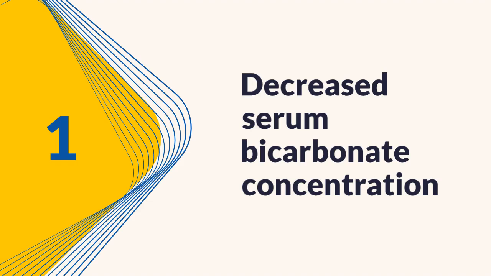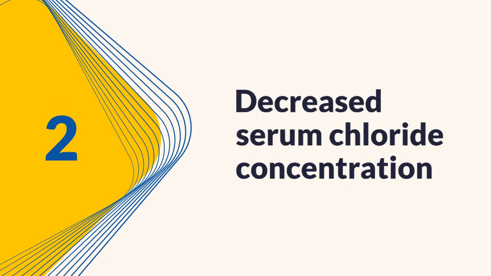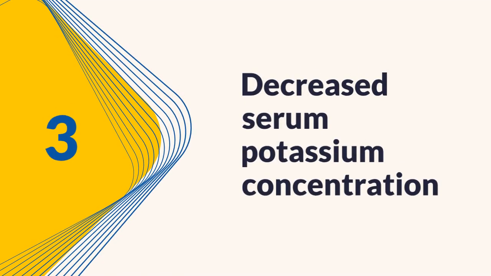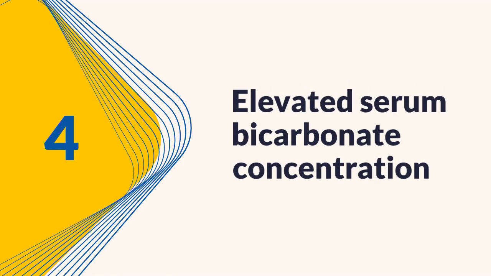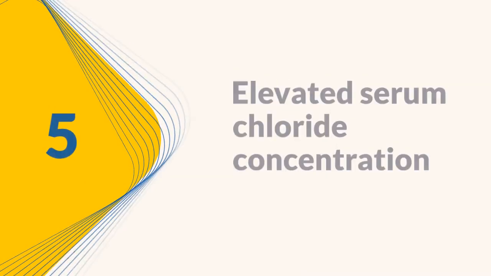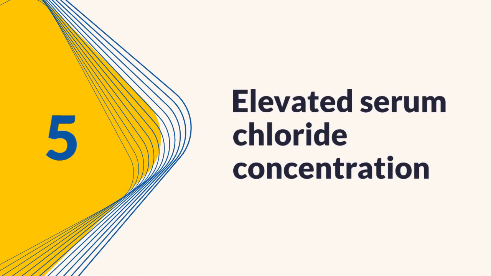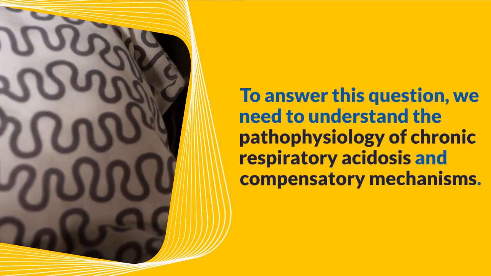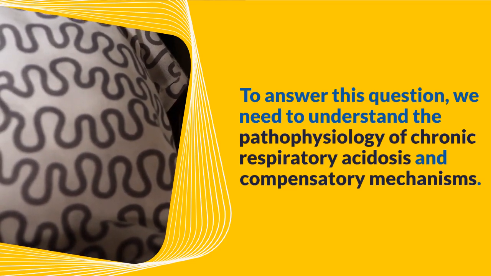Which of the following additional findings would be most likely in this patient? 1. Decreased serum bicarbonate concentration. 2. Decreased serum chloride concentration. 3. Decreased serum potassium concentration. 4. Elevated serum bicarbonate concentration. 5. Elevated serum chloride concentration. To answer this question, we need to understand the pathophysiology of chronic respiratory acidosis and compensatory mechanisms.